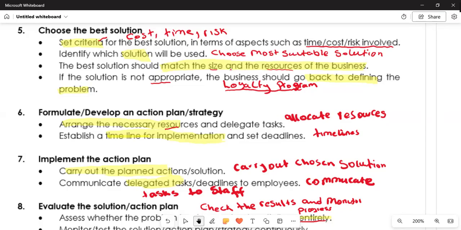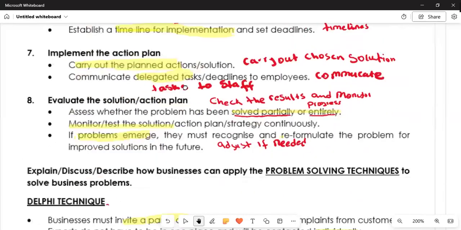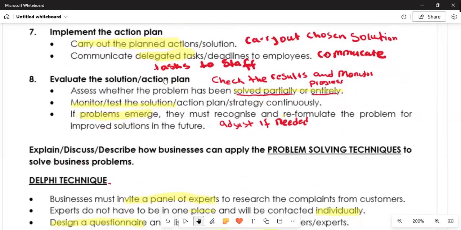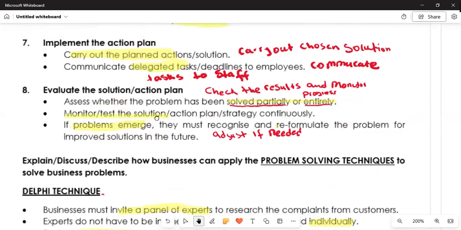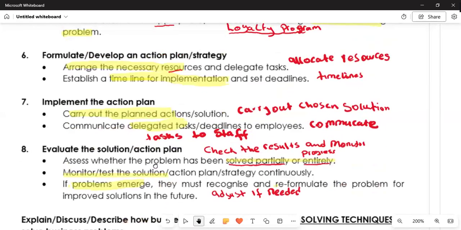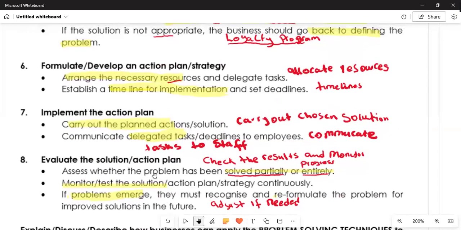Now we move on to the last step, which is evaluate the solution or action plan. Evaluate the solution or action plan.